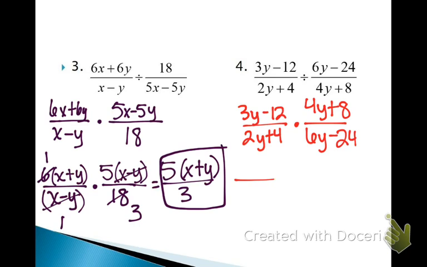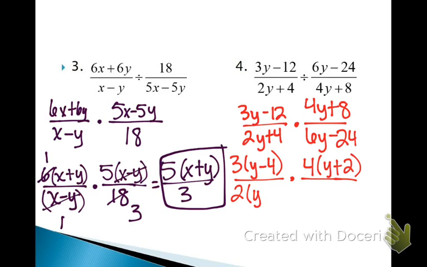Which in this case means we're looking for GCFs. So, all right. Top left. GCF is 3. We're left with y minus 4. Okay. Top right. 4 times y plus 2. Beautiful. Bottom left. 2 times y plus 2. Okay. And last one. 6 times y minus 4. Okay, we all agree with the factoring step.